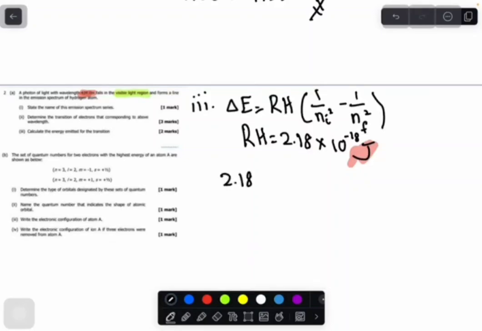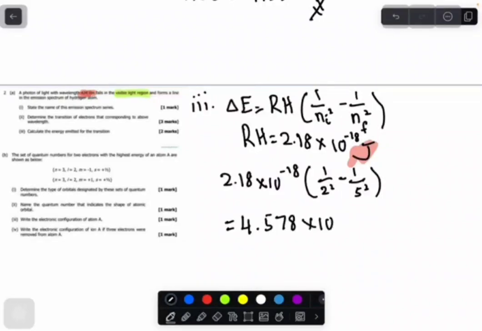2.18 times 10 to the power of negative 18, 1 over n initial. From the earlier question we know that it was from 2 and then it went to 5. So the initial is going to be 2 squared minus 1 over final is 5 since we found earlier, so it's going to be 5 squared. So it's very easy, guys. If you all solve the question, you're going to get the answer 4.578 times 10 to the power of negative 19 joules.